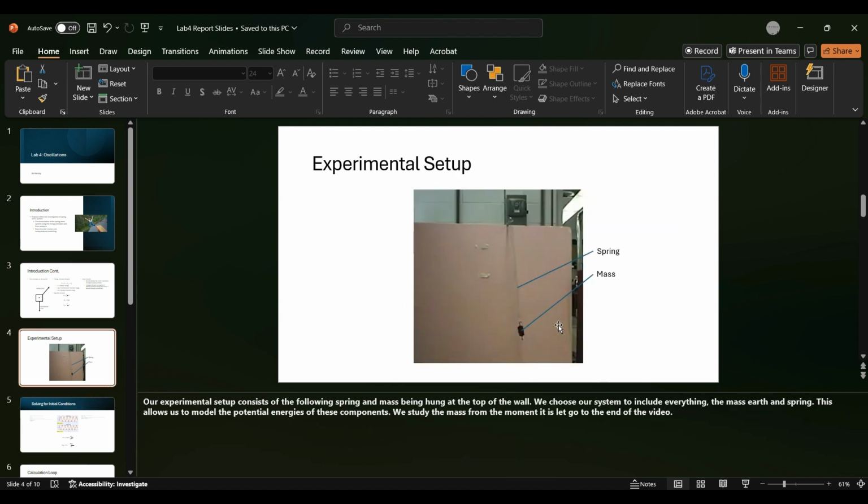As you can see here, this is our experimental setup, which consists of a spring and a mass, which bounces up and down, and goes left and right along the board. And we use this to model the potential energies, like the kinetic, spring, and gravitational potential energy.